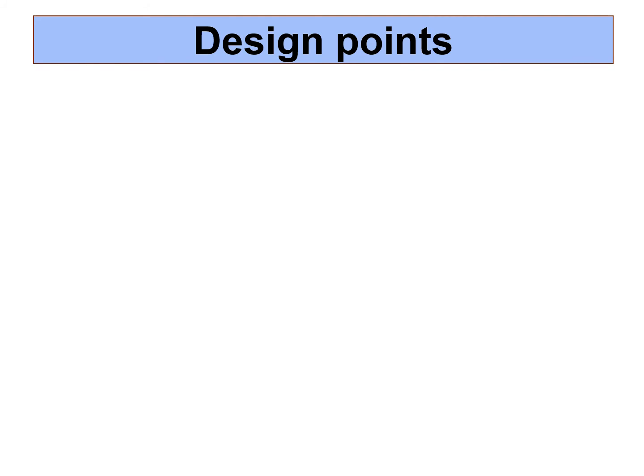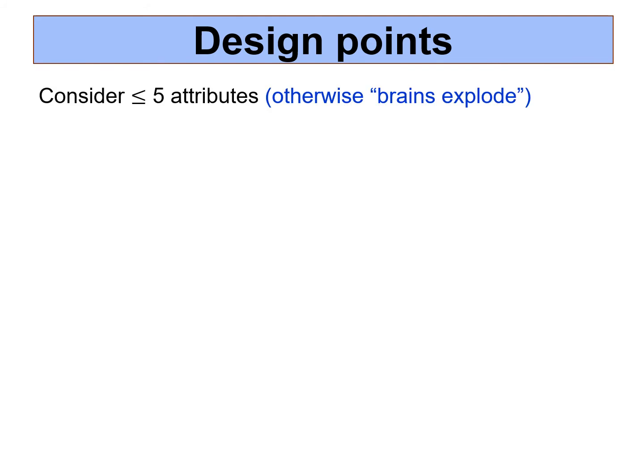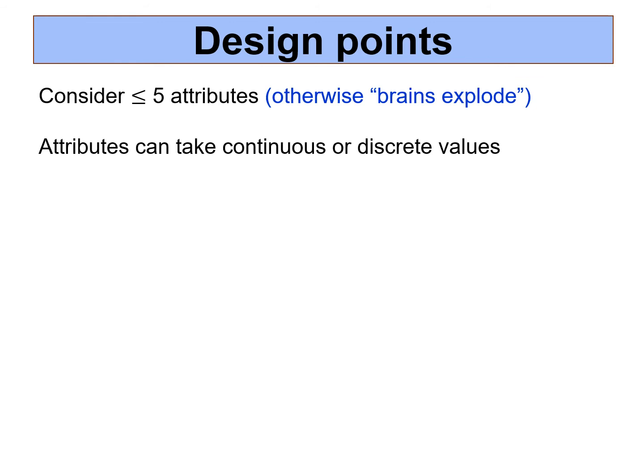When you design the questionnaire, you have to consider fewer than 5 attributes. Otherwise, your respondent will face brain explosion. Why is that? Because you are giving them a few options, and under each option you have a few attributes. If there are too many attributes, they will face difficulty choosing among all these attributes given a few options. Okay, and attributes can actually take continuous or discrete values.